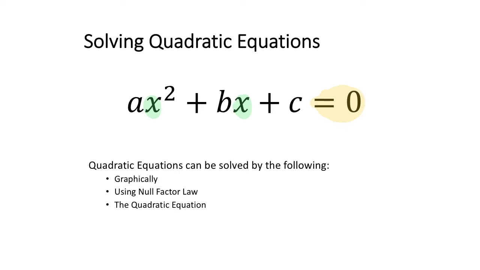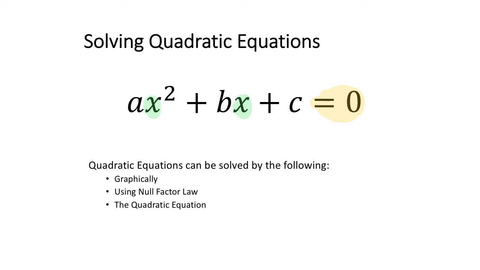That's not always the case. Sometimes the quadratic equation might only have one value for x. If we were to graph that equation, it will only have one x-intercept. But normally, given the nature of quadratic equations, we're going to be finding two or more values.